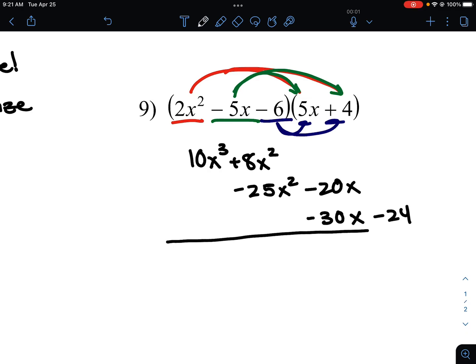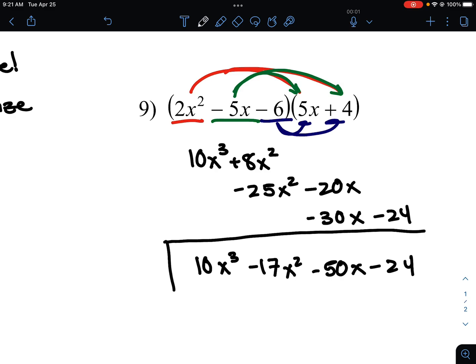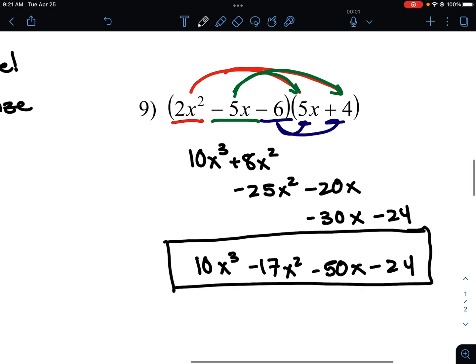Again, I rearranged everything. So 10x to the third, 25 minus 8 is negative 17x squared, and negative 50x and negative 24. So a little bit of work. Stay organized. Just practice those, please.